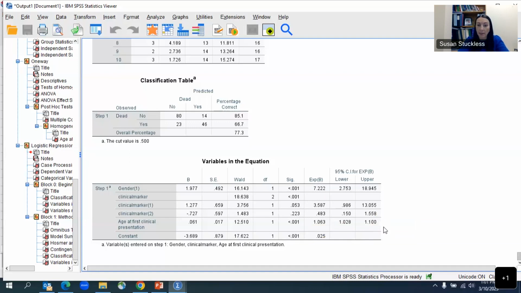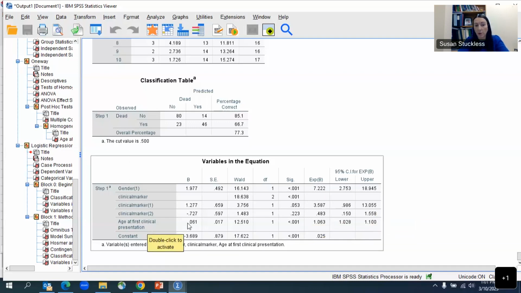And then I guess the last thing would be the continuous variable, the age at first clinical presentation. And again, that came back as being significant. So the way this would be read is that because it's above 1, for every year you go up in age at clinical presentation, the odds of death increases by 6.3%. So the older you were getting diagnosed, it increases your likelihood of dying.